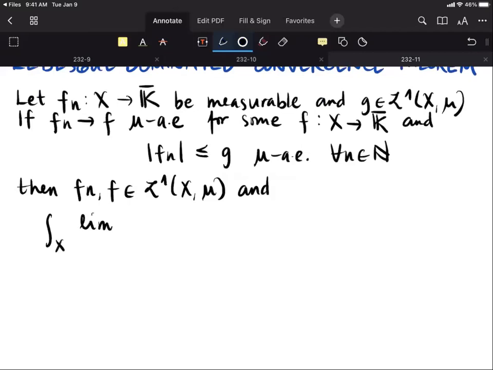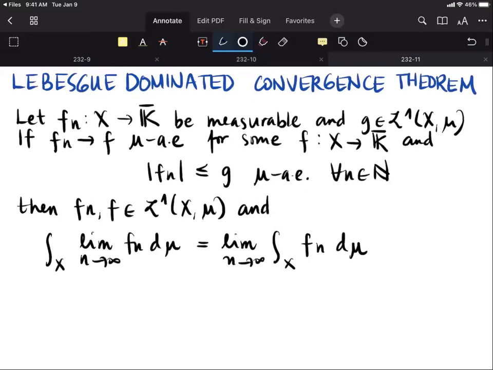So the integral of the limit of your sequence of functions is the same as the limit of integrals. So if you have convergence almost everywhere and your sequence is bounded by or dominated by some integrable function, then it is possible to interchange the processes of taking limits and integrals.